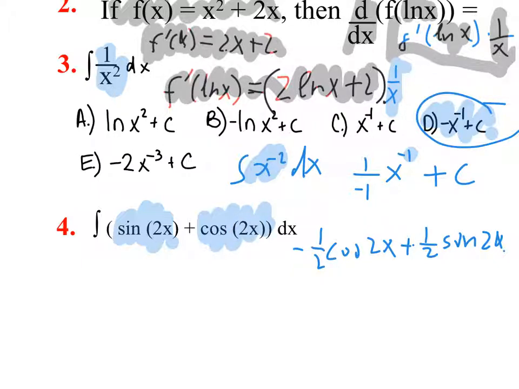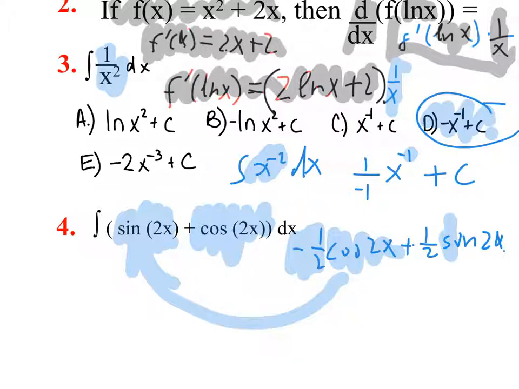The antiderivative of sine is negative cosine, but I have to account for the 2x, which is why I'm going to attach a negative 1/2, because I want to cancel out the negative and the 2 that I'm going to end up getting if I was to take the derivative of cosine of 2x. So this derivative, if you just want to double check, would it go back to this? And yes, it would.